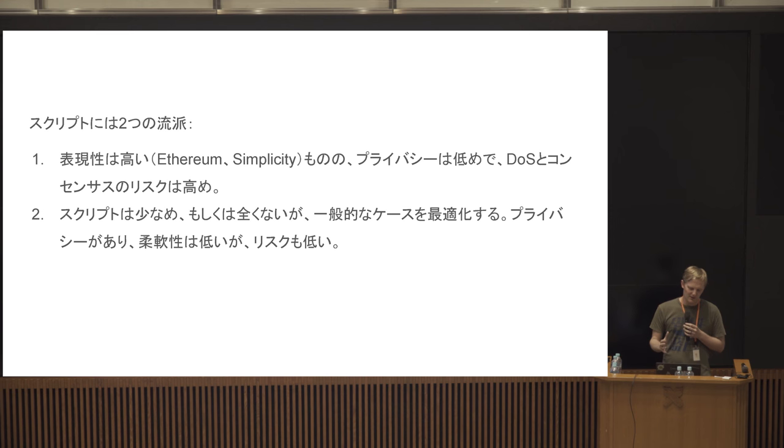And the other way is having less script or no script at all. So for the Taproot and Graftroot cases, you could just not have a script at all, but instead have an actual template that says, you know, hash lock key or CSV key, and it's not interpreted as script, it's just a templated thing that people understand. You optimize for the common cases, and then you include more privacy by default, but also it's lower flexibility, as well as lower risk.